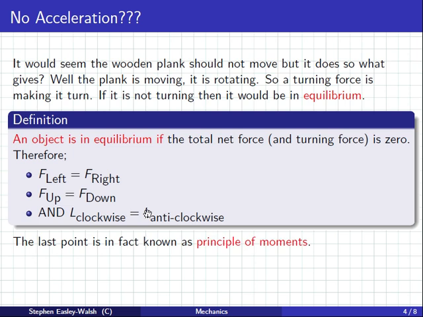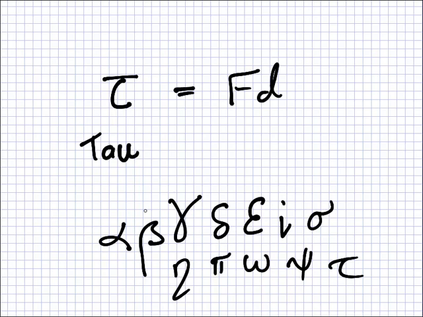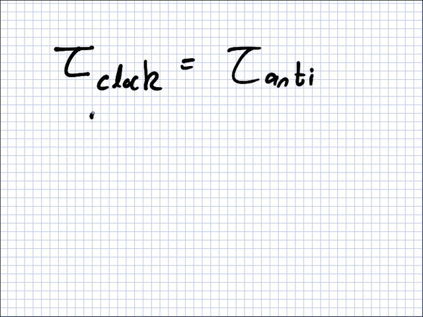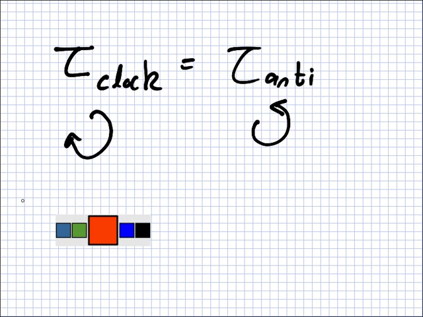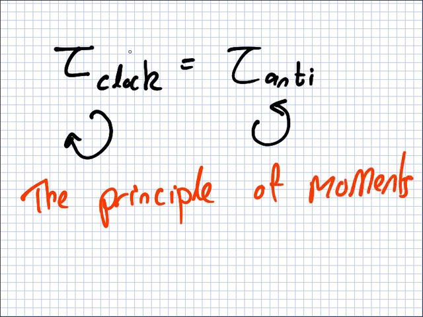The last point is known as the principle of moments. That is, the sum of the clockwise moments equals the sum of the anti-clockwise moments. So I just want to make a stronger point on that. This formula, clockwise is that way, anti-clockwise is that way. This last point is actually called the principle of moments. You can just write that name beside the last formula. It says if it's in equilibrium, then the clockwise should equal the anti-clockwise. It's not very difficult, right? It makes sense, yeah?